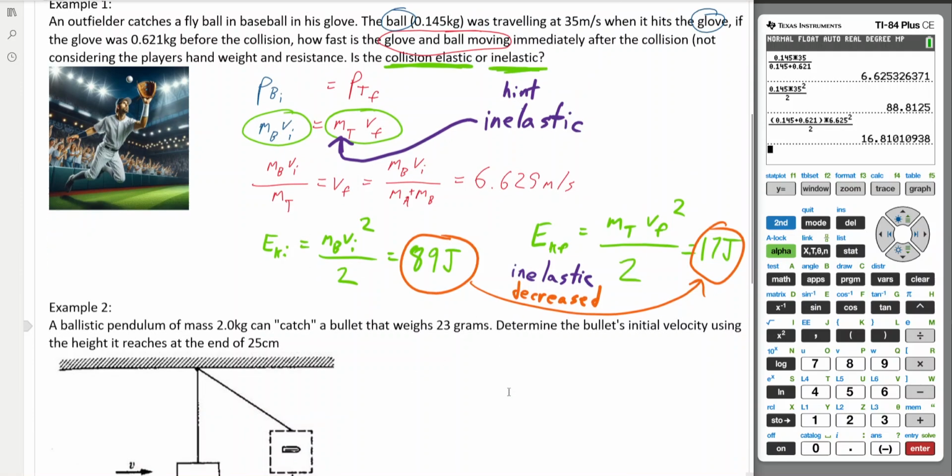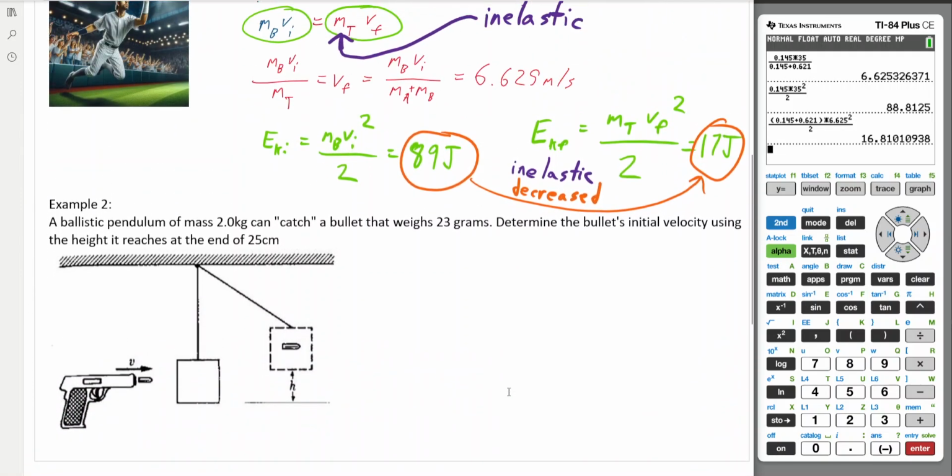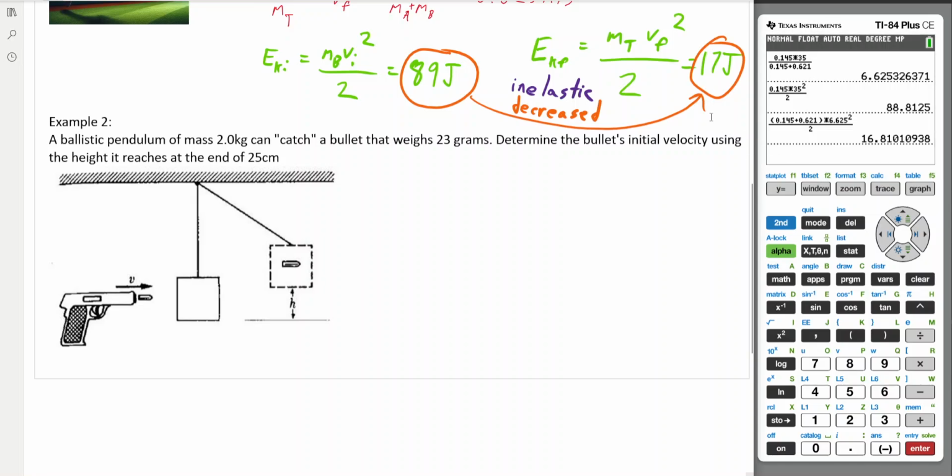All right, let's scroll down and take a look at one more question here. Okay, so anyways, we've got a ballistic pendulum of mass 2 kilograms. We're catching a bullet that weighs 23 grams. Determine the bullet's initial velocity using the height it reaches when it's at a maximum of 25 centimeters. Pause the video now, try it yourself, see if you can get it, and then press play.